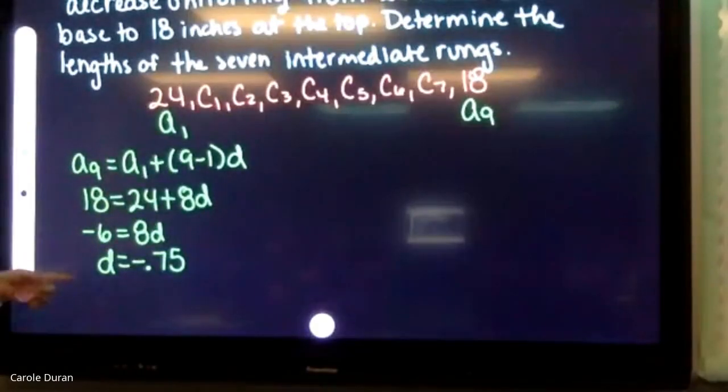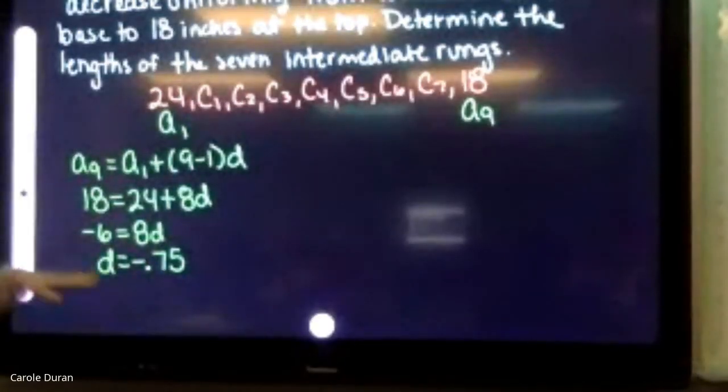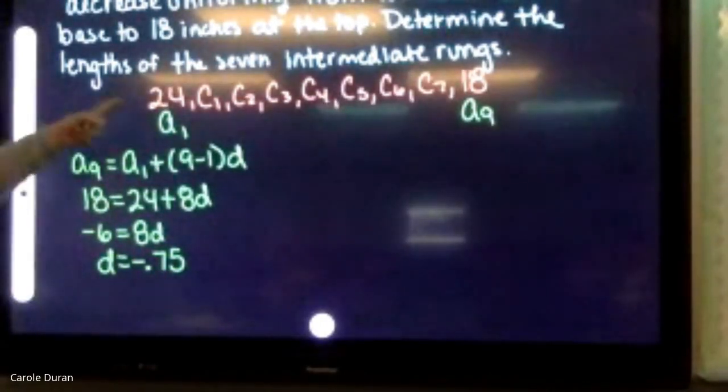What does this D equals -0.75 tell me about this problem? What's decreasing? The length of my rungs are decreasing as I go up to the top by 0.75 inches, depending how you want to word it. So that means as I go up, my rungs are actually getting shorter and shorter at this constant rate of change. So then how am I going to find my first intermediate rung there?